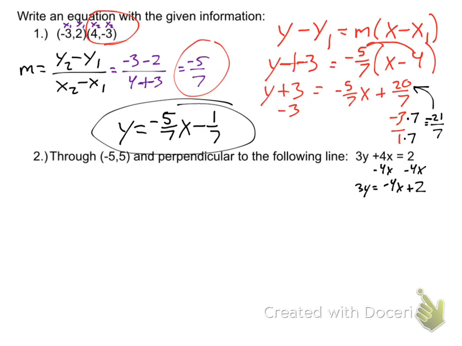Should I have 3 times y? No, I got to get y by itself. Divide by 3, and I'm just going to divide everything by 3. So, y equals negative 4/3 x plus 2/3. So, we now have the slope of that line.